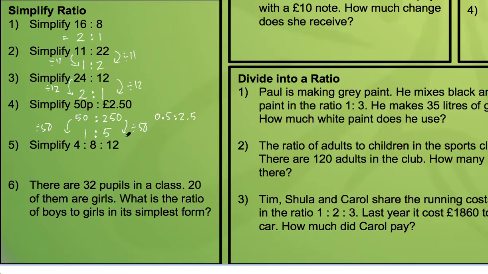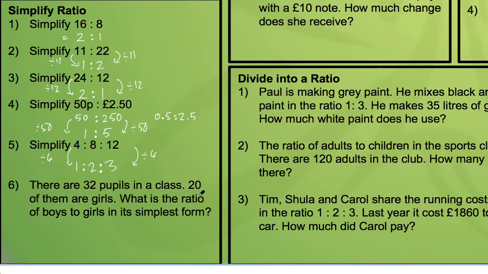So 1 to 5. Simplify 4 to 8 to 12. It's the same process. I need to find the highest common factor of all 3 numbers now. In this case 4. 4 goes into 4 once. 4 goes into 8 twice. 4 goes into 12 3 times. So my ratio is 1 to 2 to 3.